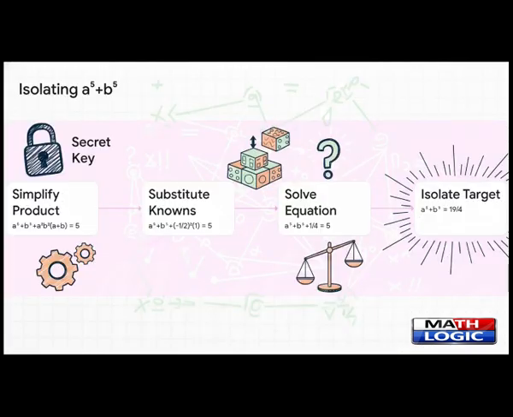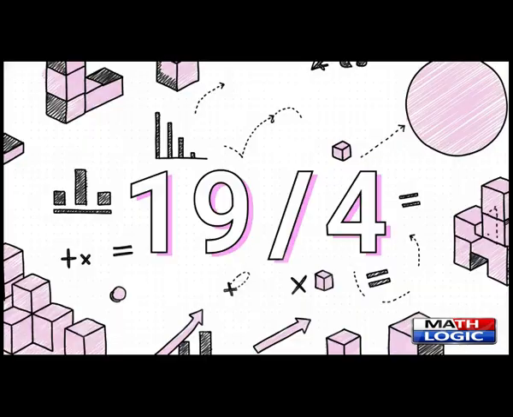You'll notice we can actually factor out a squared b squared, which is just our secret key squared. We substitute in all the values we already know, and from there, it's just a simple matter of solving for our target, a to the 5th plus b to the 5th. And that gives us our next major building block. A to the 5th plus b to the 5th equals 19/4. Okay, we are getting so much closer to our goal now.